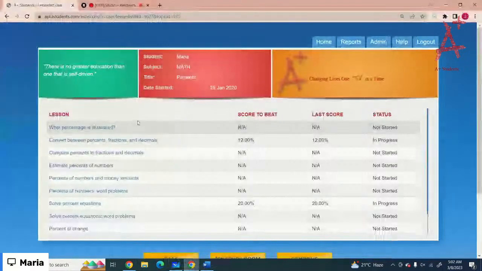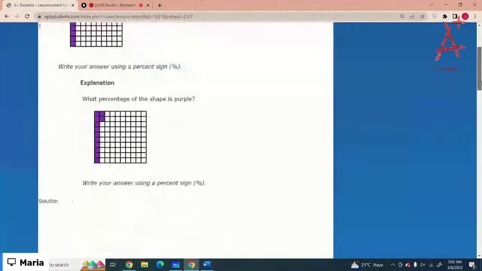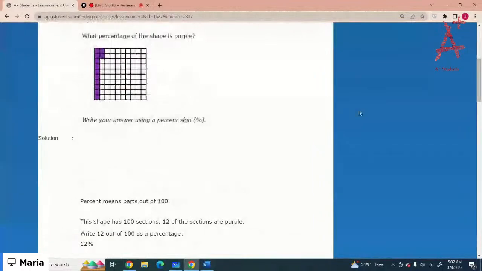Okay, here I am on grade 7 maths. The chapter we're going to start is percents. The lesson is what percentage is illustrated. So let's just start with the first question. What percentage of the shape is illustrated? So basically percent means per cent. Cent means 100, so per means what part of 100. Got it? So percent means part out of 100.